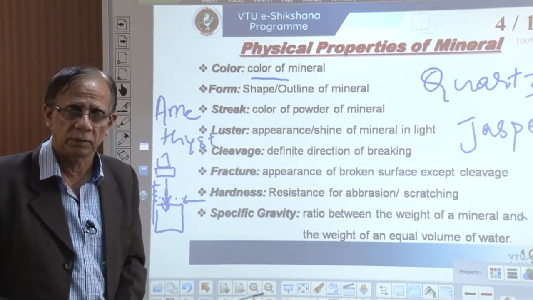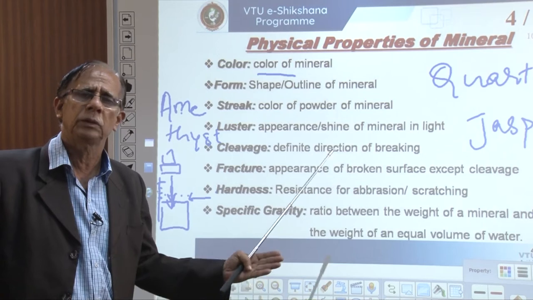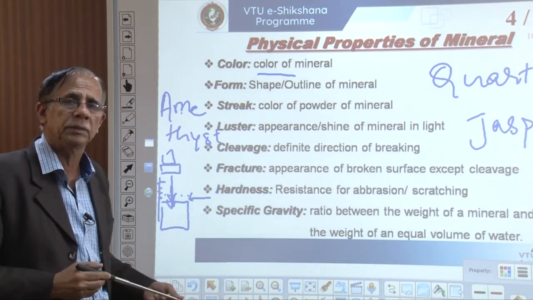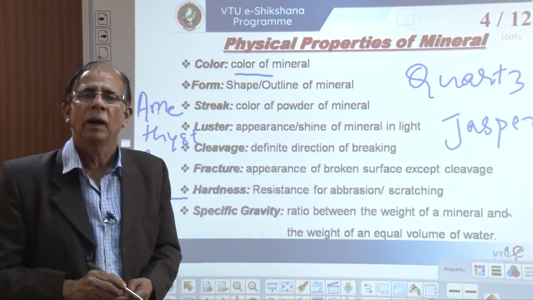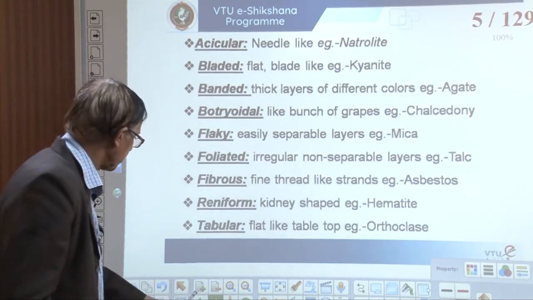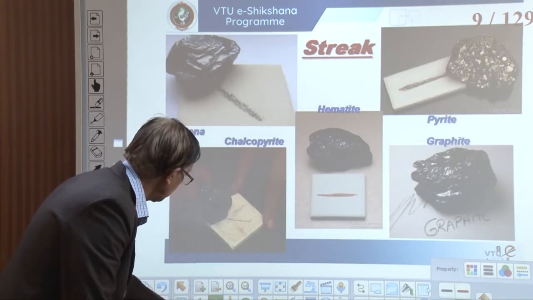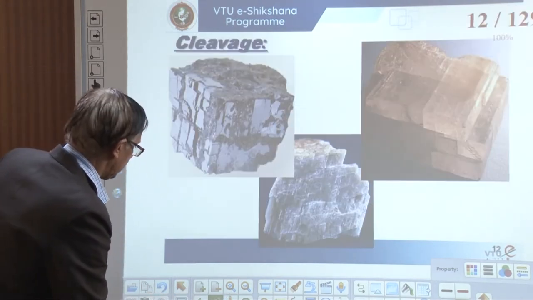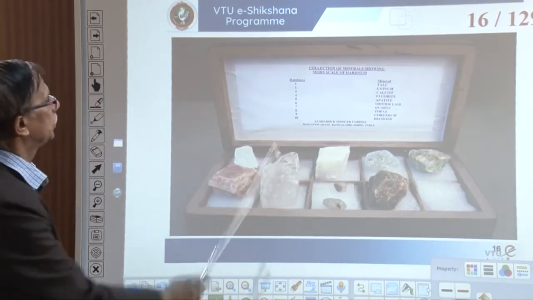A scientist called Mohs studied all possible minerals available on the earth. That is more than 1100 minerals he studied, subjected them to this kind of test, and arranged them by increasing hardness, and thus he arrived at the Mohs scale of hardness. I will come to that point a little later. Yes, the Mohs scale of hardness.